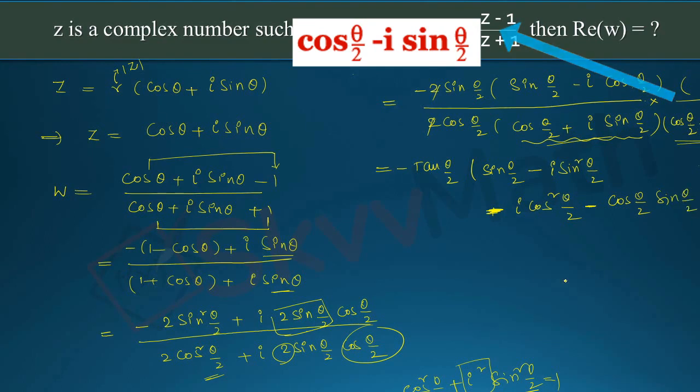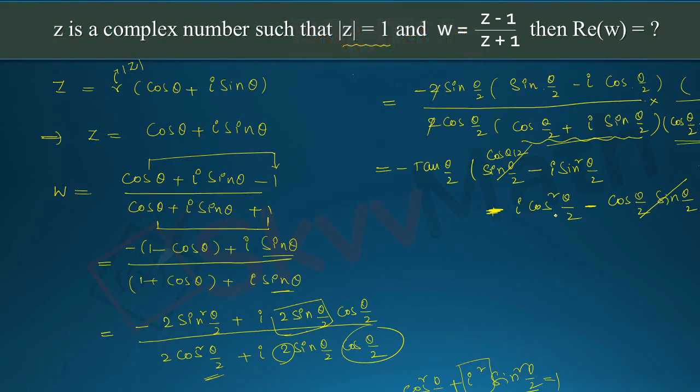Now almost the problem is finished. Something I wrote wrong: sin theta by 2 into cos theta by 2, I forgot to write cos theta by 2 here. Can you see sin theta by 2 cos theta by 2 is cancelled? And if you take minus i common, you get sin square theta by 2 plus cos square theta by 2, which is 1. So at the end you get plus i tan theta by 2.